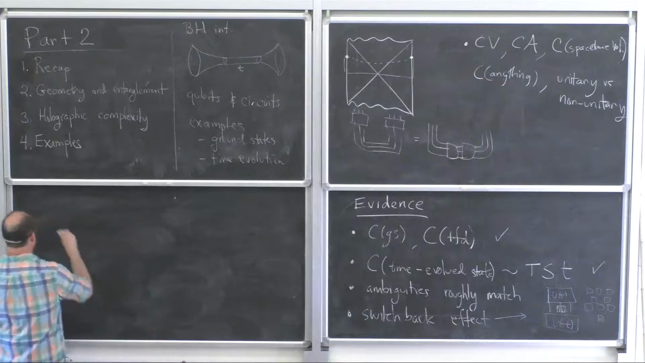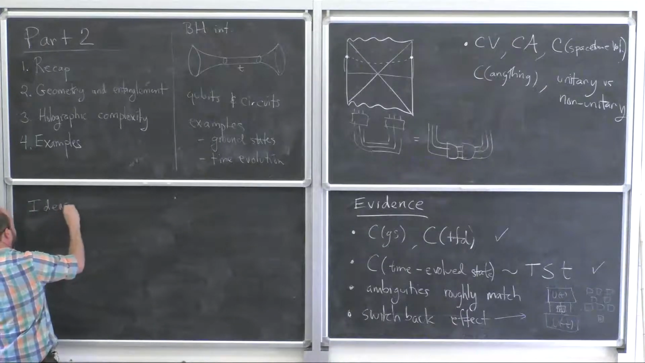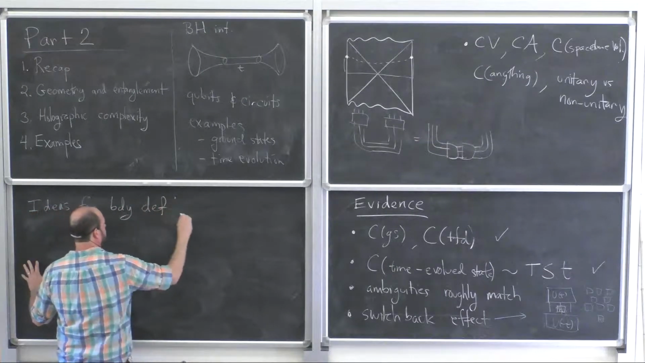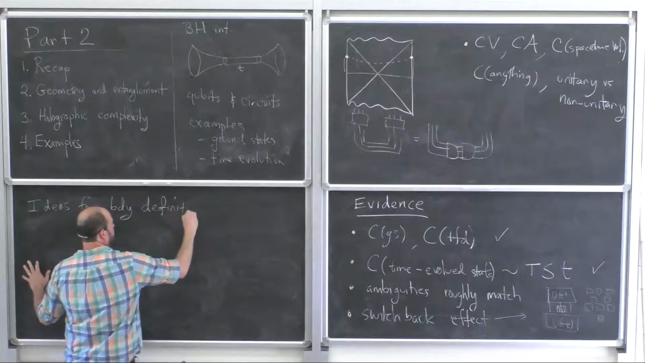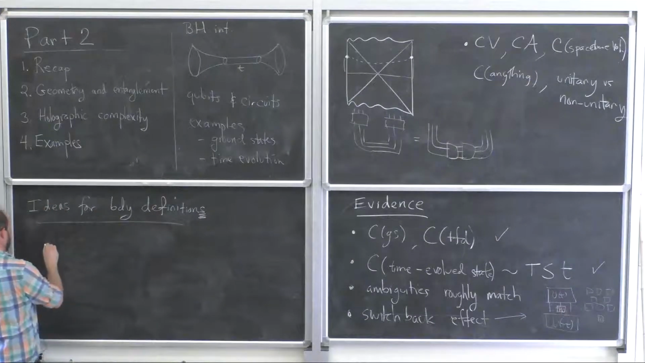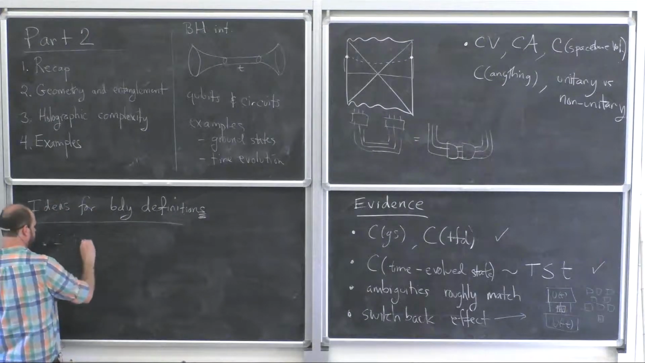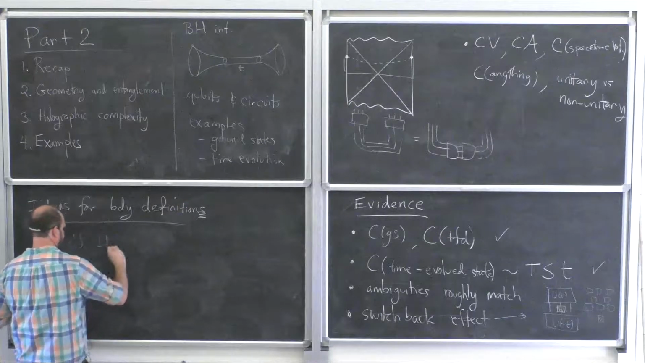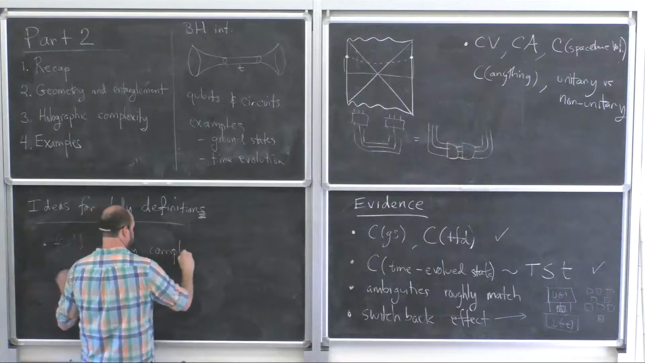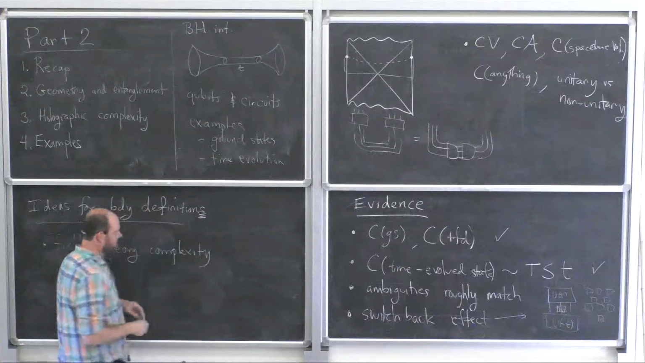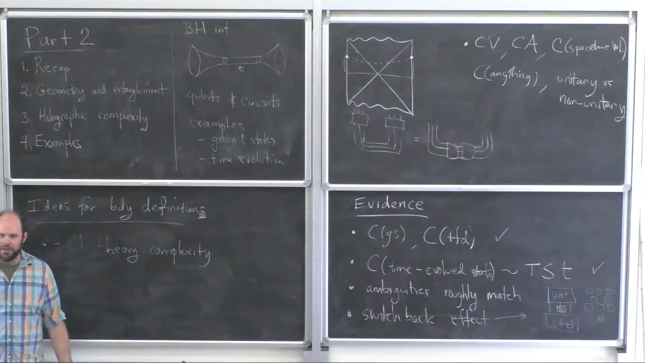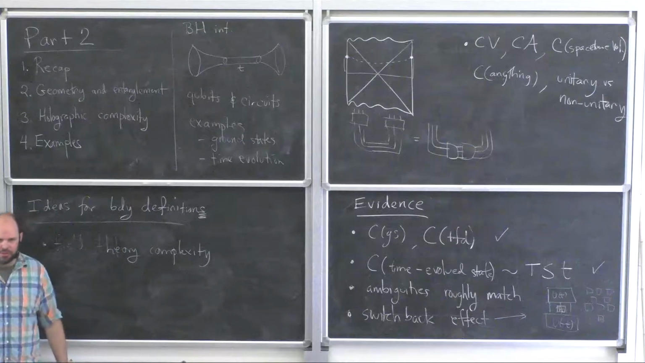So let me just say some ideas for the boundary definitions. People have talked about field theory complexity, especially in the context of free theories. So rather than formulating things in terms of qubits, you think in terms of boson and fermion creation and annihilation operators, and you have a series of gates built out of polynomials of those operators.